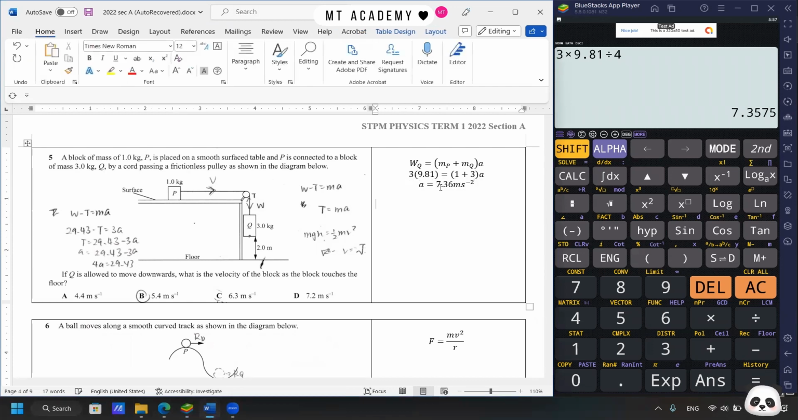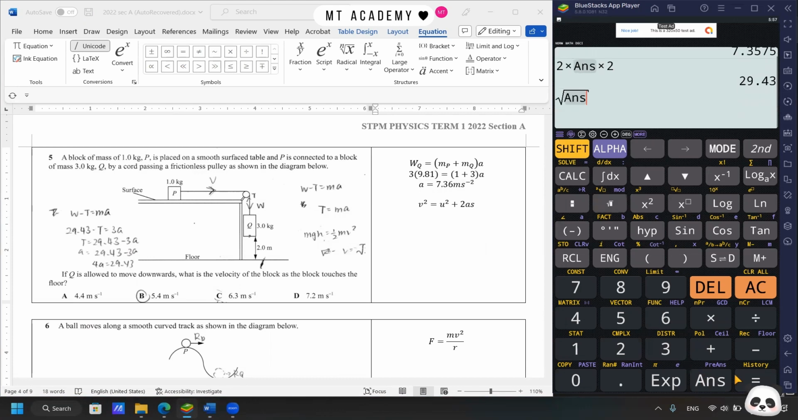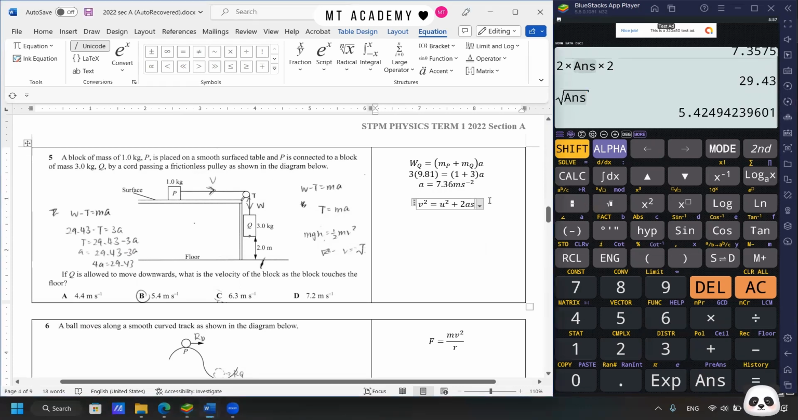The next step is just to apply the linear motion equations. I think we can apply v squared equals u squared plus 2as. We can see acceleration is 7.36, and u is 0 since it is stationary at first. Then we have 2as, where a is 7.36 and s is the height, 2 meters, before the block touches the floor. So it's quite straightforward. We have 2 times the acceleration, multiplied by the height, 2 meters, and then take the square root to get the final velocity, which is 5.4 meters per second.